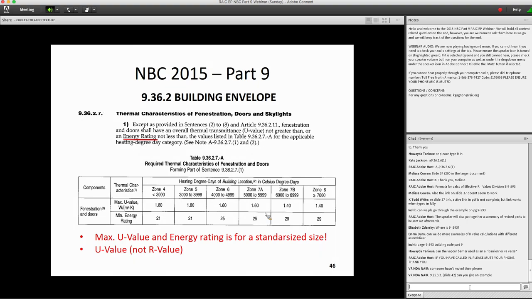What you have to take from the Windows, when you buy a window, you have an energy rating, and this is a standardized size with a standard way of measuring it that you get from the Windows manufacturer, and that's a number that you have to use. So in this case, the U value should be no greater than an energy rating, not less than the value listed below. So again, you choose the zone, and the windows that you're specifying for your building should comply with that table.